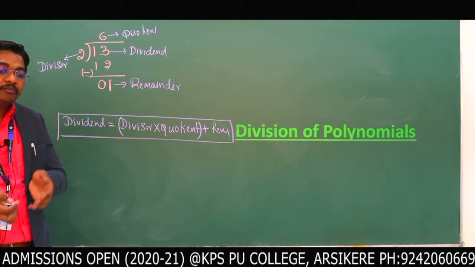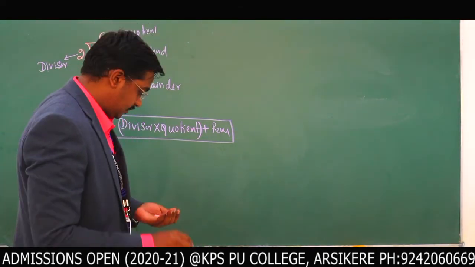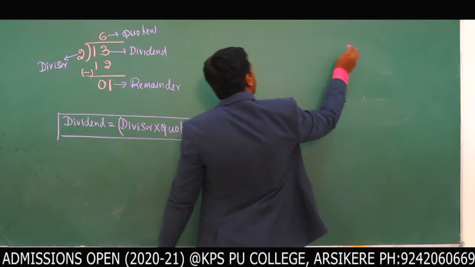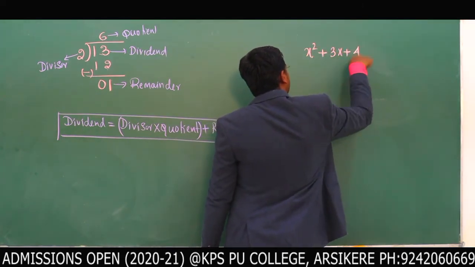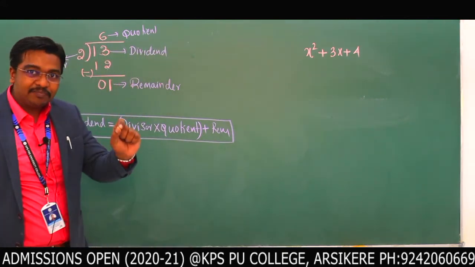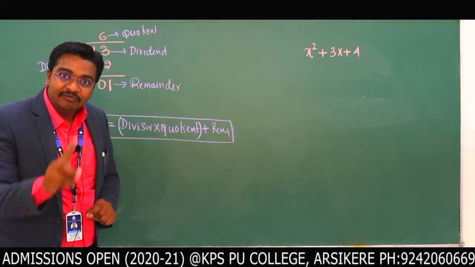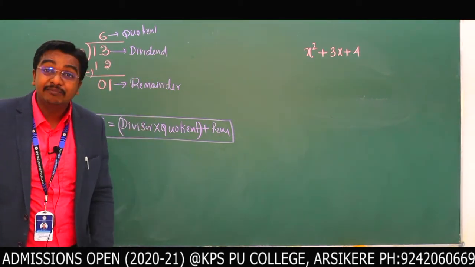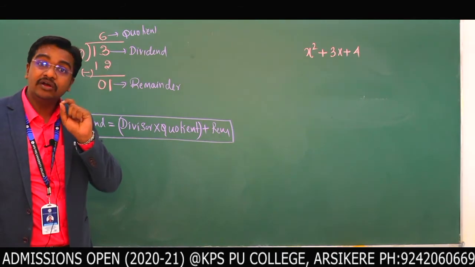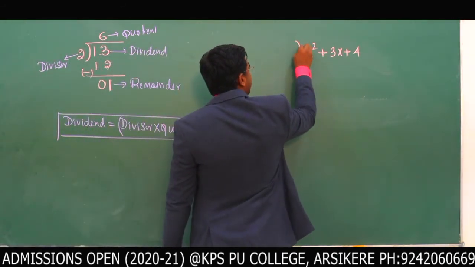polynomials. Let us discuss how to do it for polynomials. Okay, now listen here. So here we have the polynomial x square plus 3x plus 4. Tell me what kind of polynomial it is? Very good. This is a quadratic polynomial because the highest degree term is 2. That is called a quadratic polynomial. The highest degree term is 2, that is here x square.